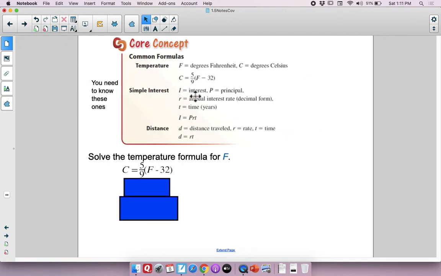All right. So these are some formulas that you really should know. Hopefully you know most of them, but if you don't, I would definitely, whether it's make flashcards or just study these, make sure that you get it.